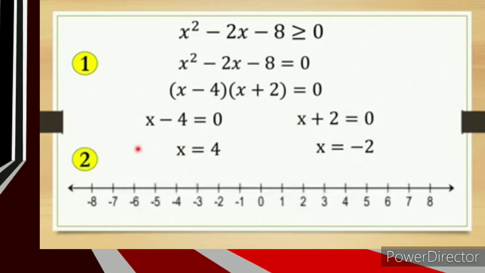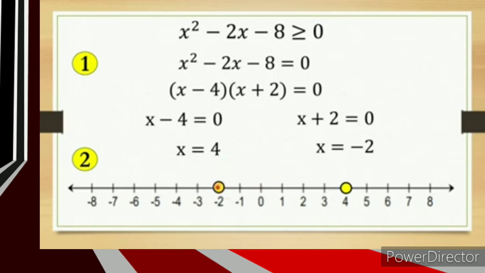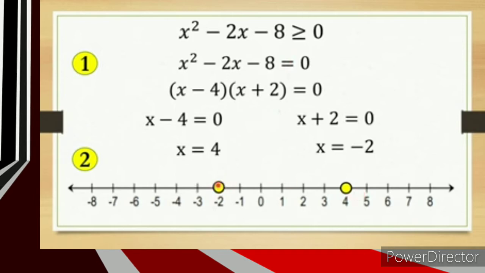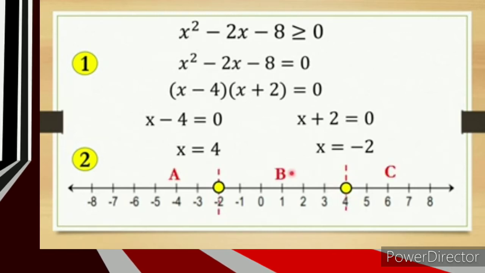Step 2. Plot the points on the number line. Since the inequality symbol used is greater than or equal to, it means that the values of x, which are 4 and -2, are included or part of the solution set. So in our number line, we will use a solid or shaded circle to locate the points. So that's it. The number line is now divided into 3 regions. Regions A, B, and C. Why do we need to divide the line in 3 regions? For us to know what region the solution set will be taken.